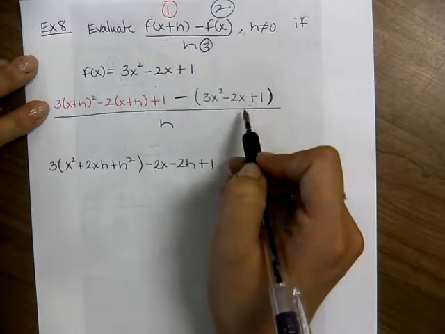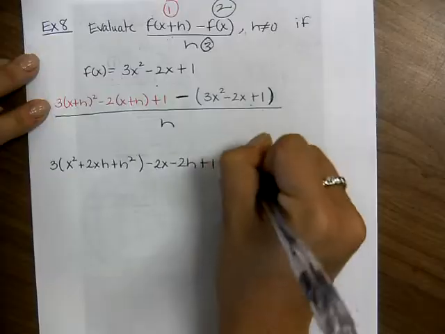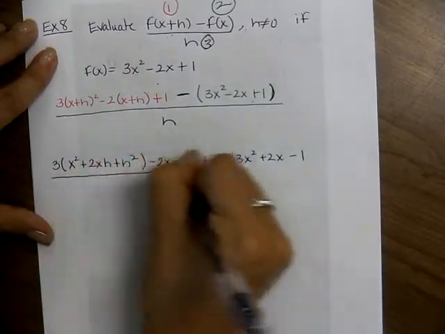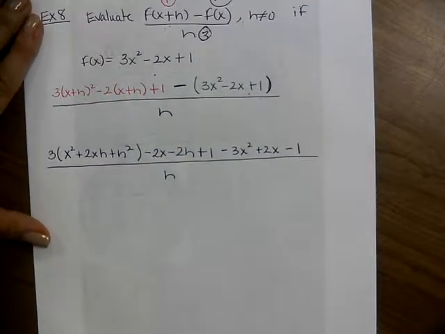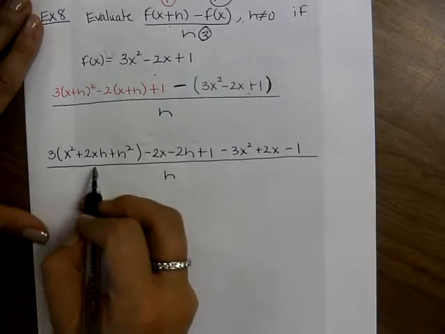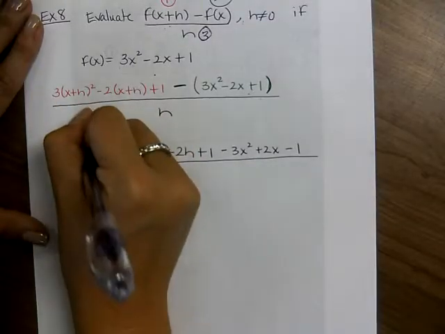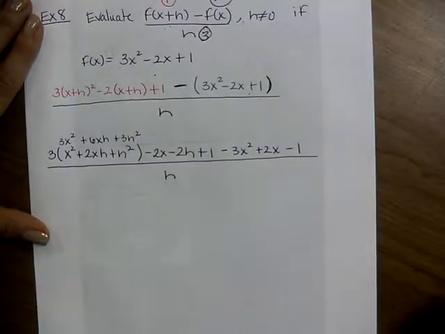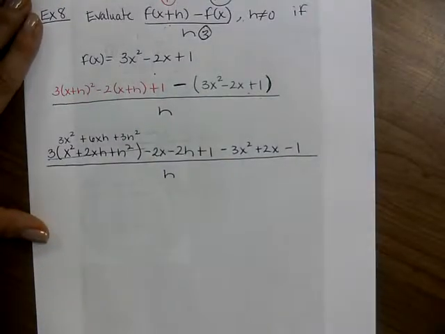Now I have to subtract all of those terms, so I have to distribute the negative sign all the way through. So minus 3x squared plus 2x minus 1. The entire thing is divided by h. Now I still have to distribute the 3. Okay, I'm just going to do this above here so I don't have to write all this out. So 3x squared plus 6xh plus 3h squared is what I really have going on there. Okay? Are you with me?